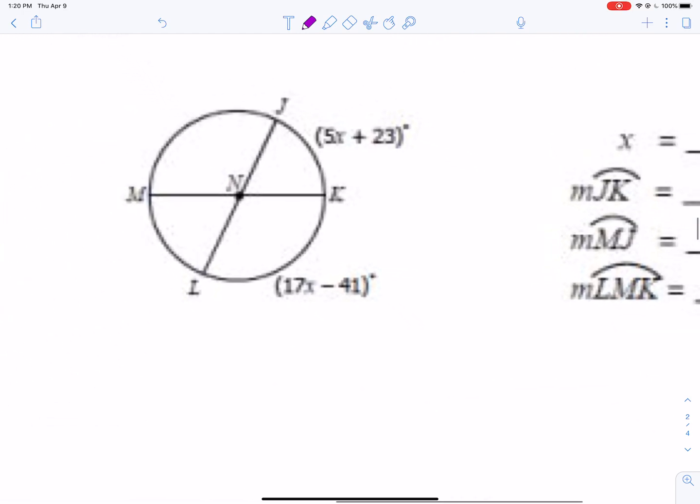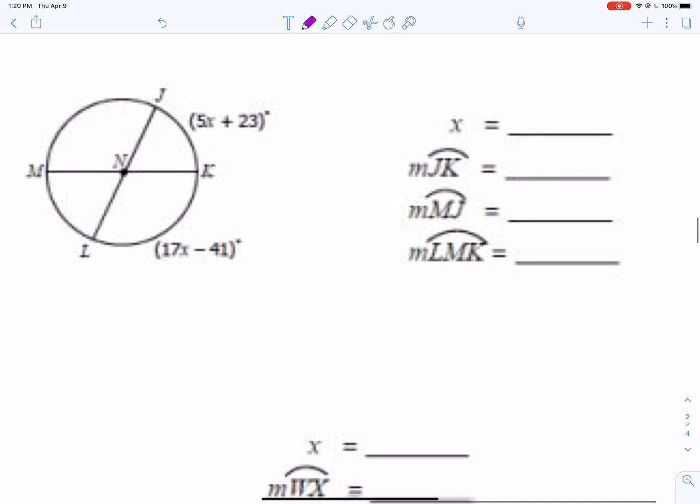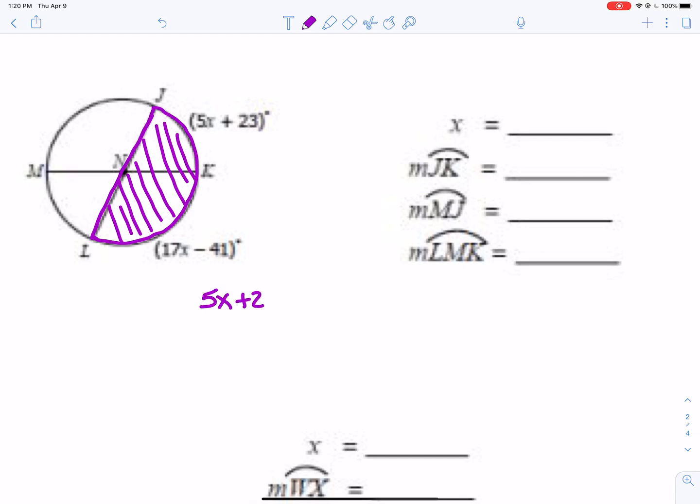Let's take a look at number 4. 4 wants us to find x and then use x to find the measures of these arcs. So first we could say that JNL forms this semicircle over on this half of the circle. So we would know that 5x plus 23 plus 17x minus 41 would all add up to 180 degrees because that's half of our circle.